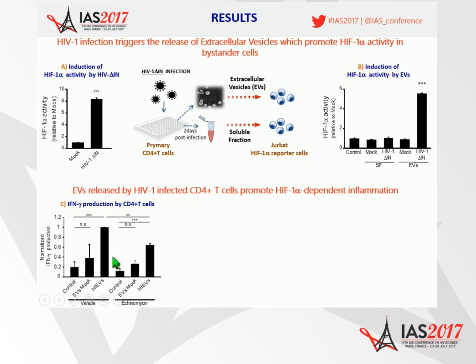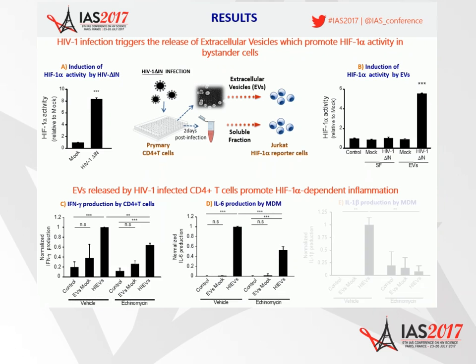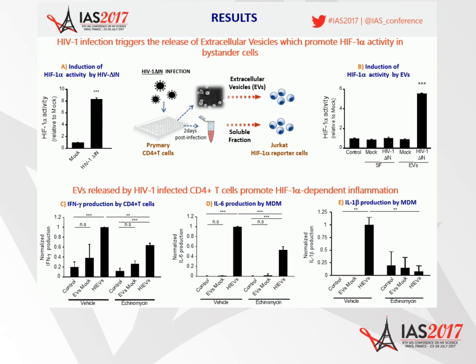And we saw that the CD4 cells exposed to extracellular vesicles from infected cells were able to produce more interferon gamma. And if we use an HIF inhibitor called echinomycin, the production of interferon gamma was significantly reduced. And similar results were observed when we measured IL-6 and IL-1 beta production by macrophages.